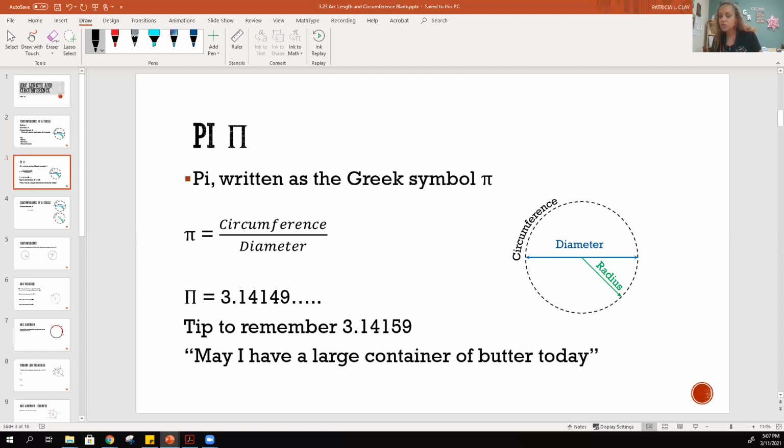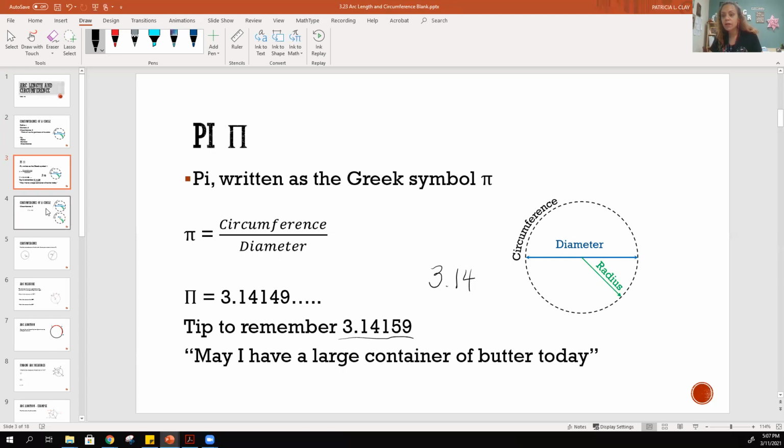So here's a little tip to remember our pi. May I have a large container of butter today? Well, not necessarily the cutest saying, but if you count the letters, May, 3, I, 1, have, 4, you get the point. But for our exercises, all we usually have to remember is 3.14. If you type it in the calculator or if you use the symbol in the calculator, it'll automatically carry out to these significant digits, okay?